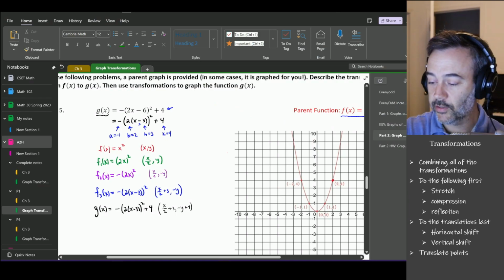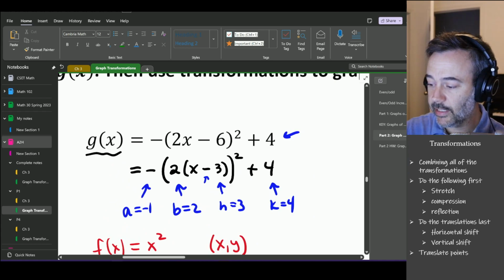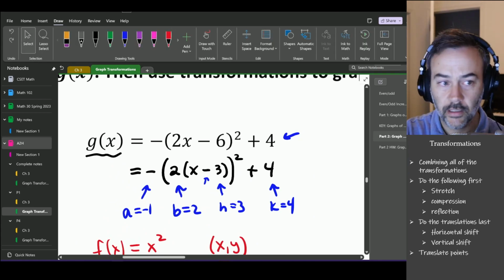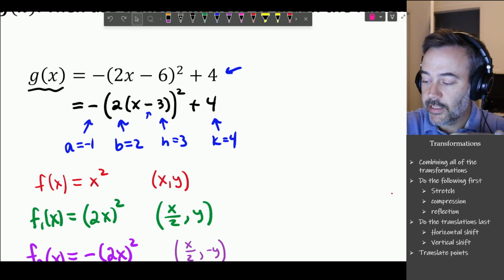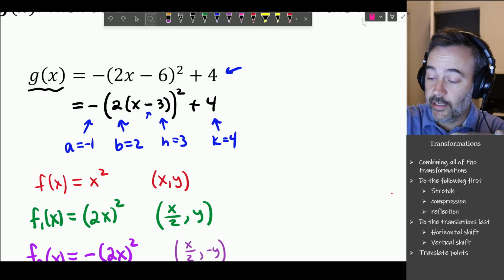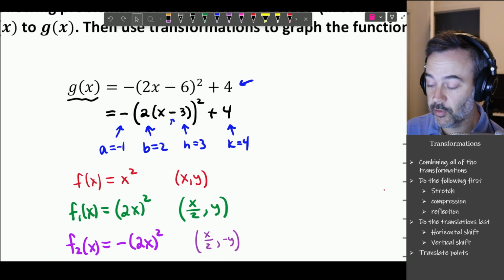So let's look at this example. Let me make this full screen. This is an example that's in our packet, our classwork examples and problems that you could do for homework.